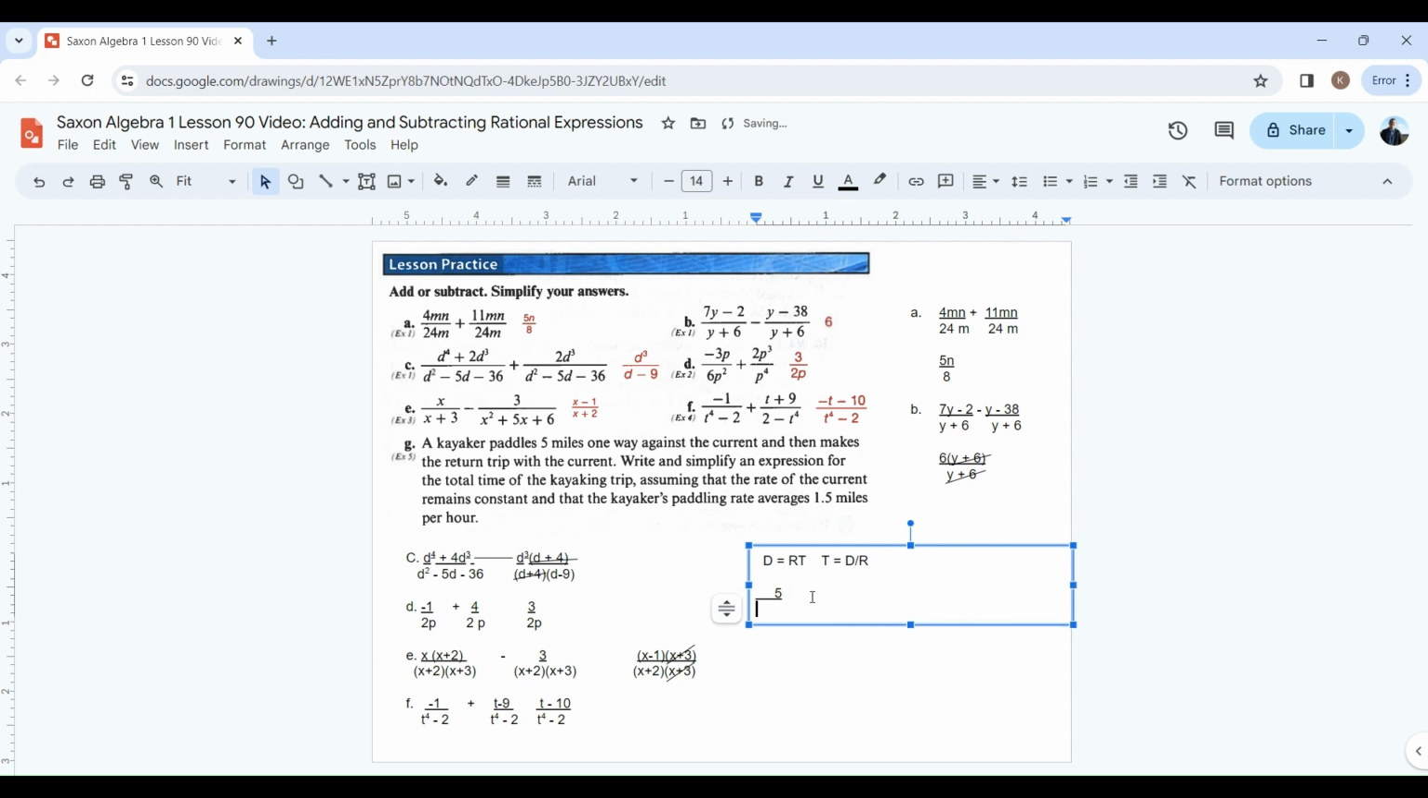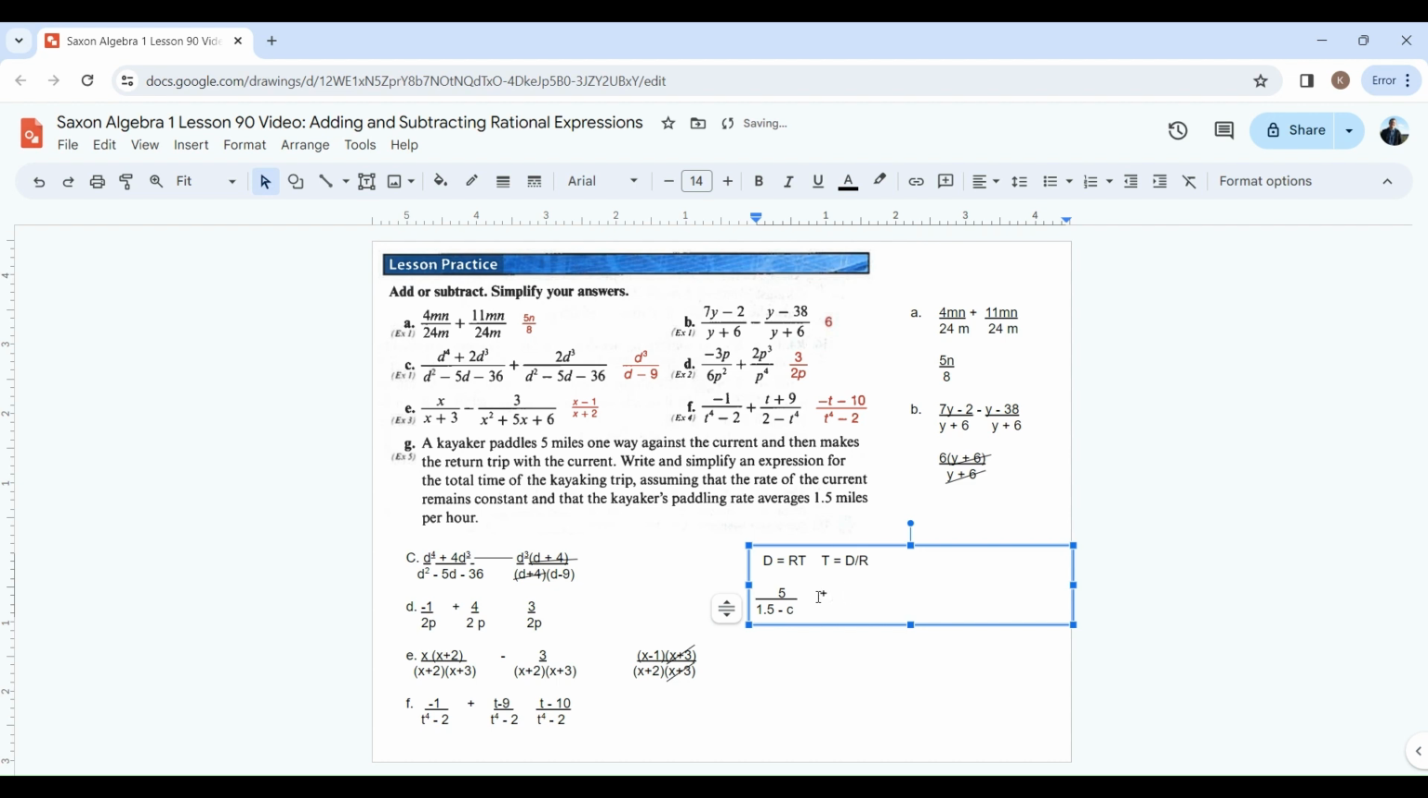Okay, let's think about this for a second. The kayaker's average paddling speed is 1.5 miles per hour. But when we're going against the current, the current is subtracting speed for the first 5 miles. So it's going to be 1.5 minus the speed of the current, c, on the way there. So my first trip is 5 over 1.5 minus c. And then we're going to add to that.